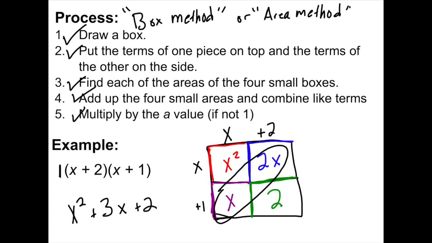And the way we made this a little bit more user-friendly is through the process of the box method or area method. So in the area method, we took one of the terms, one of the pieces, and put it up top. The other piece we put on the side. And then we just basically calculated each of these four little areas one at a time using the length times the width. And then we added them all up and combined like terms to get the final answer. If there was an a value that wasn't 1, in this case it was 1, we would have to multiply through as a last step. And that's something that you'll again see in this video.